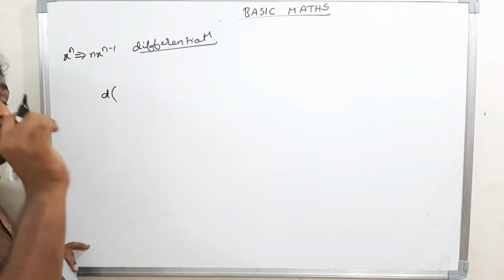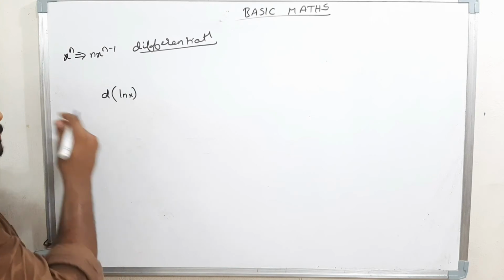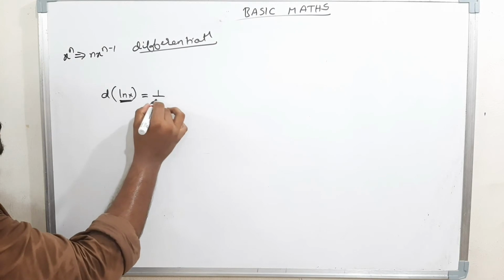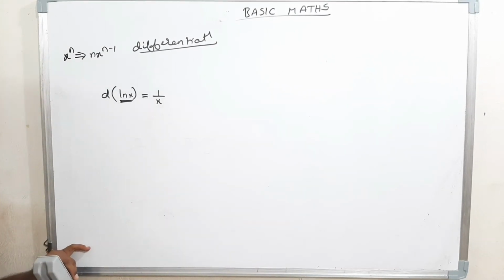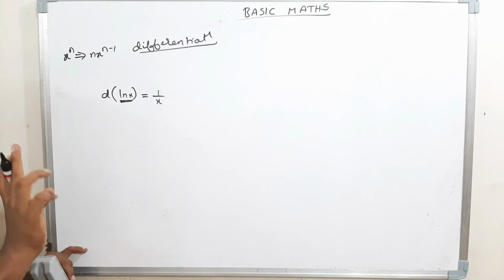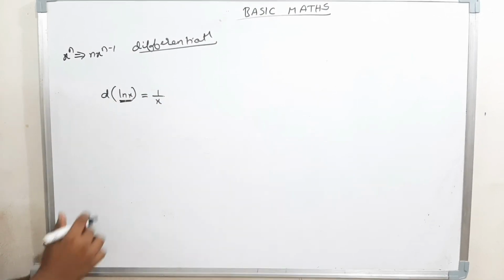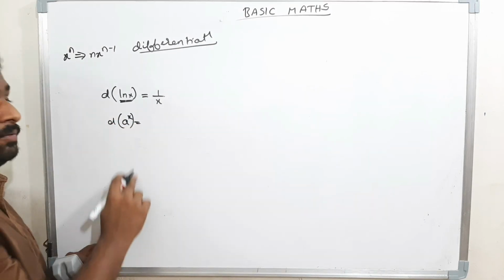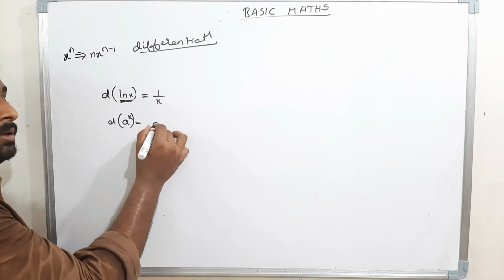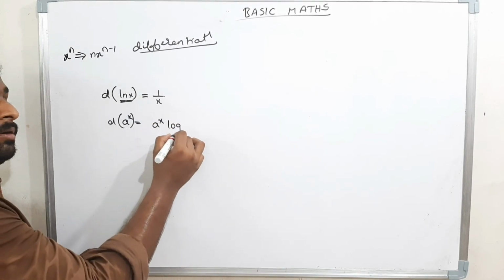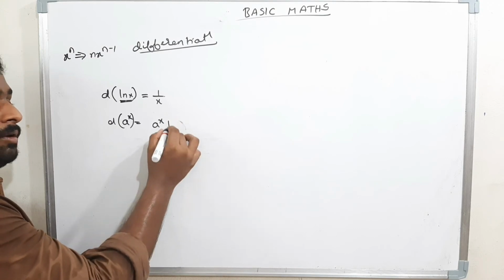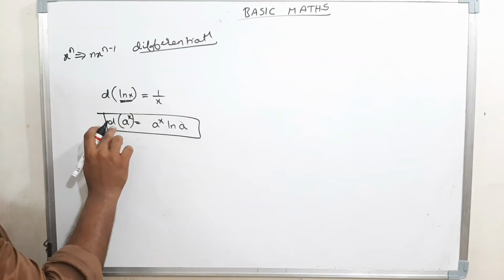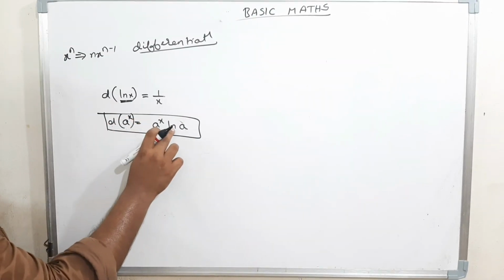Now, differentiation of ln x. What's the differentiation of ln x? Differentiation of ln x is 1 by x. Remember that. Differentiation of ln x is 1 by x, not log x. Now what's the differentiation of a power x? Differentiation of a power x is a power x ln a. Remember the formula, this is a very important formula.